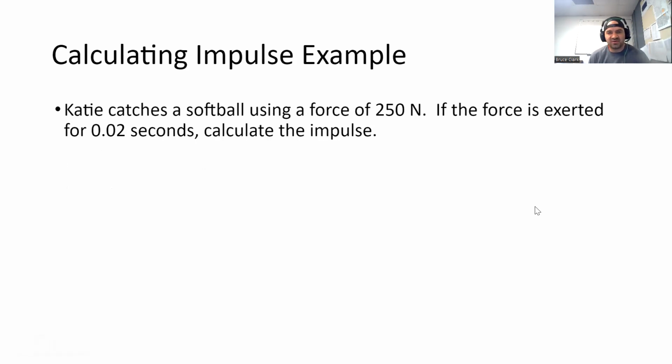So Katie catches a softball using a force of 250 newtons. If you think about it, every time you catch, you have to apply a force to stop that ball. If the force is exerted for 0.02 seconds, calculate the impulse. That one's very straightforward. Again, we're going to take 250. Let me pull up my calculator here. We take 250 times 0.02, and we get an impulse of 5 newton seconds in that example.